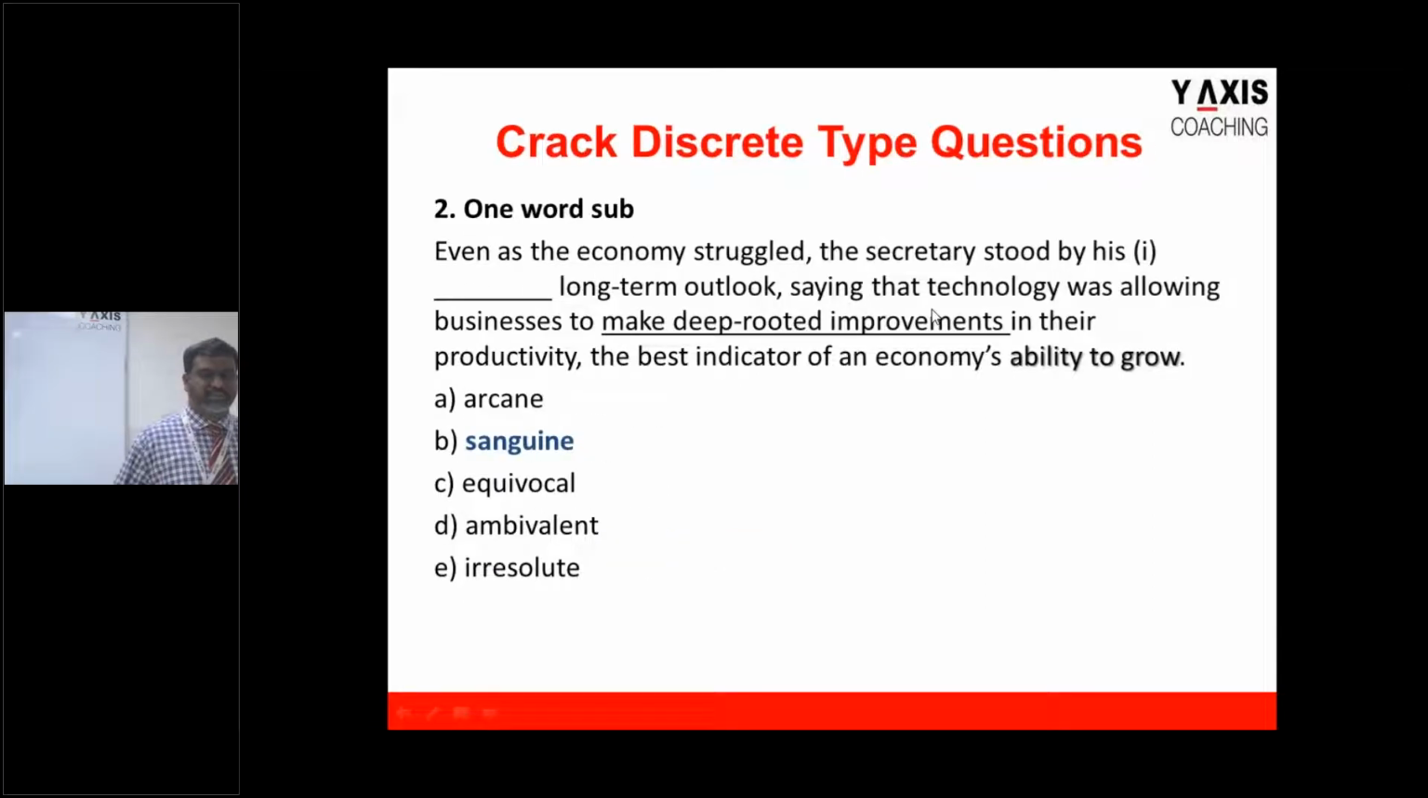And then sometimes the blank is all about the one word substitute of the explanation that is given in the sentence. For example, we need a word that describes the long-term outlook. And what kind of outlook here? Makes deep-rooted improvement, right? That's a positive one. Ability to grow, another positive one. So of all the options, the most positive word, an optimistic, enthusiastic, long-term outlook, can be suggested by the word sanguine.